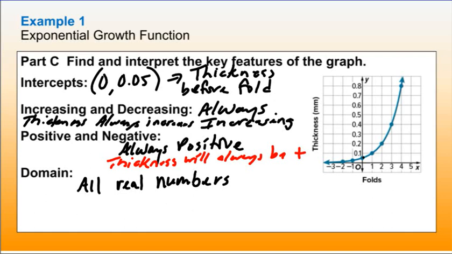And then the domain is always all real numbers. But for this one particularly, since I can't put any number in there, it can't go on indefinitely, so you can't keep going further and further to the right, because there's going to be a point where you can't fold it anymore. So it'll be restricted to the greatest number of folds.